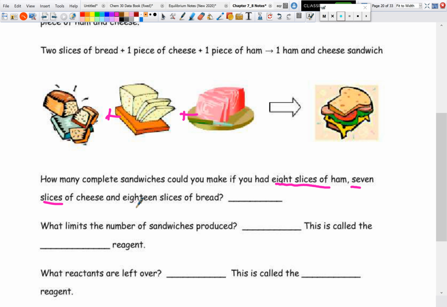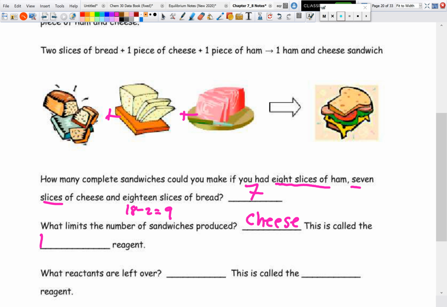We know we need 2 slices of bread, so 18 divided by 2 equals 9. So when we look at it, with the ham we can complete 8. With the cheese we can only complete 7. With the bread we can complete 9. So obviously the amount of complete ones we can make is only 7. That is because the thing that limits the amount of complete sandwiches produced is going to be the cheese, because we have less of it.